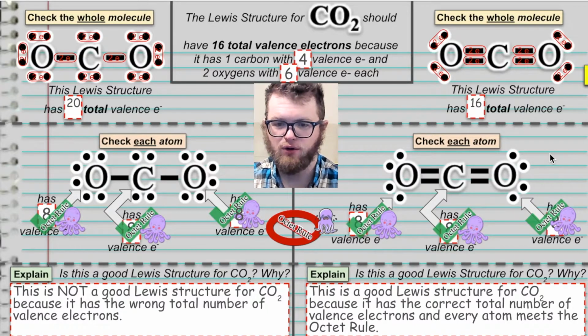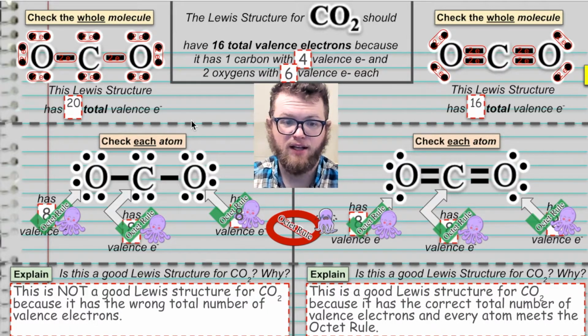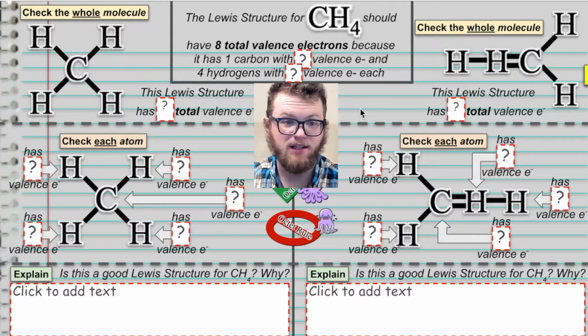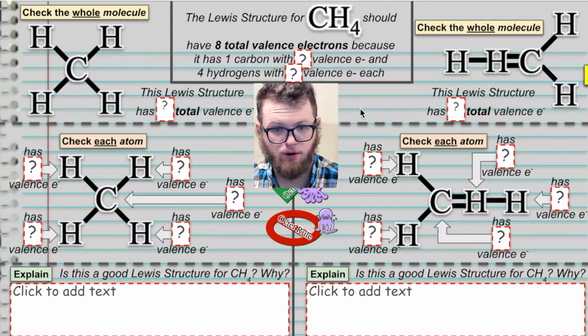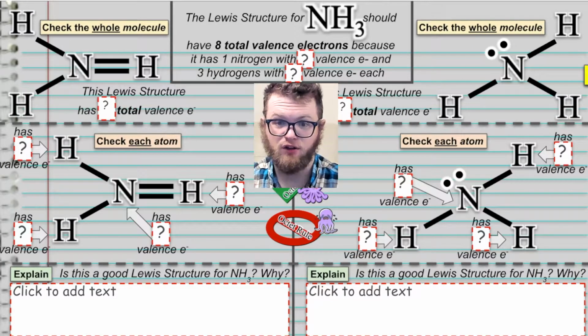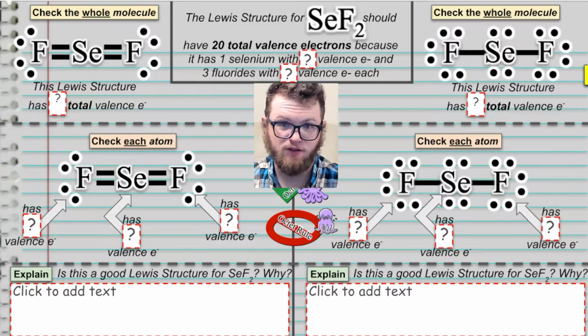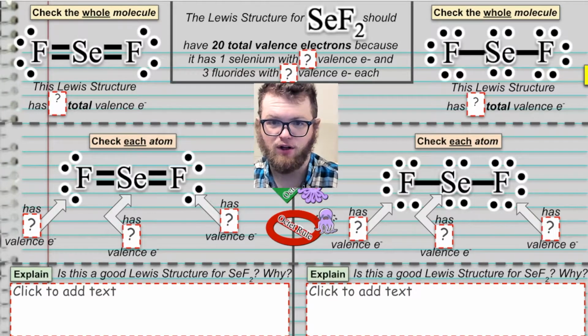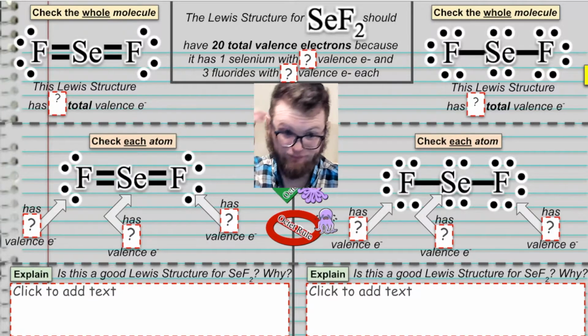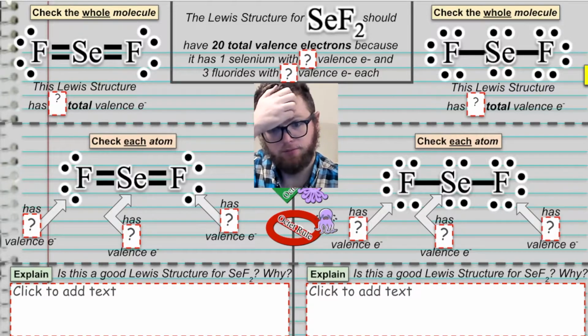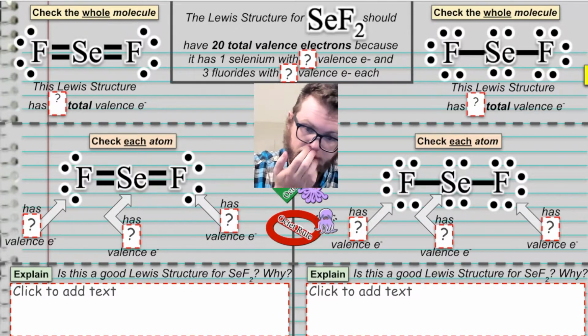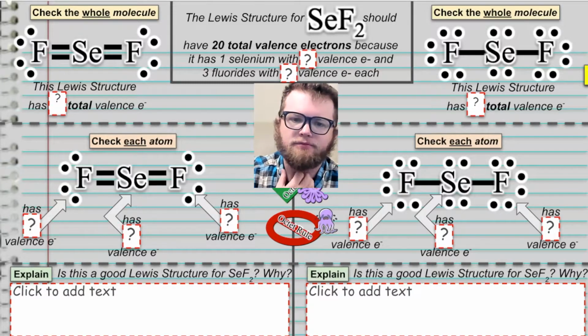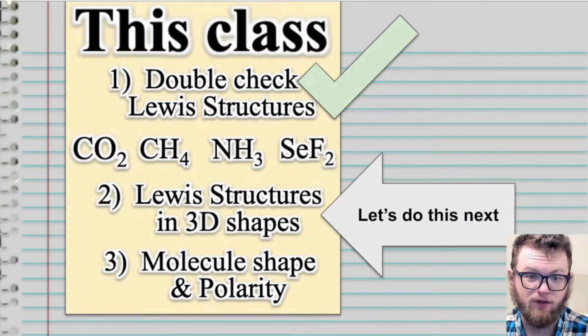Okay. So go through and do those same steps of counting, checking, and writing an explanation for CH4, carbon tetrahydride, also known as methane, NH3, nitrogen trihydride, or ammonia, and SeF2, which is just selenium difluoride. Pause the video and check these 3 Lewis structures now. Go ahead. Okay, that's our review of double-checking Lewis structures.